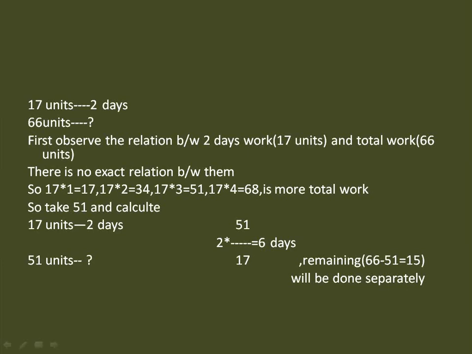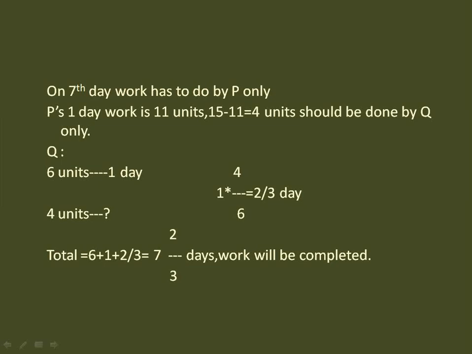How? In 6 days 51 units can be completed, but on the 7th day who will work? I have told that on odd days P will work. So 7 is an odd number. On odd days P will work. What is P's 1 day work? 11 units. So on the 7th day P has completed 11 units. So 15 minus 11, 4 units will be left. These 4 units should be done by Q on the next day.